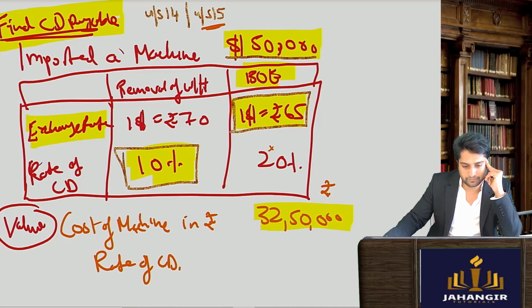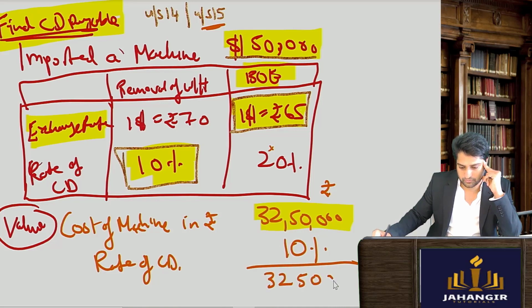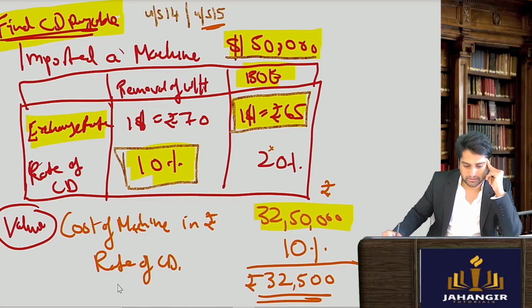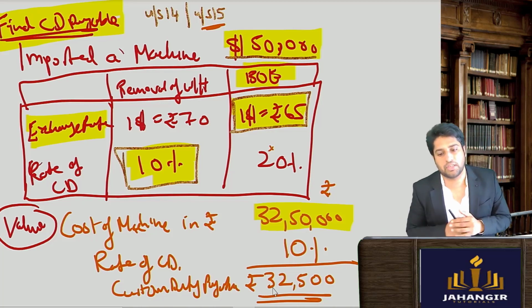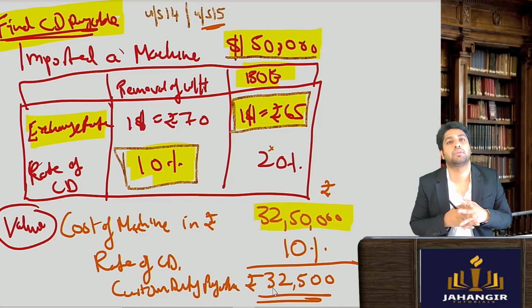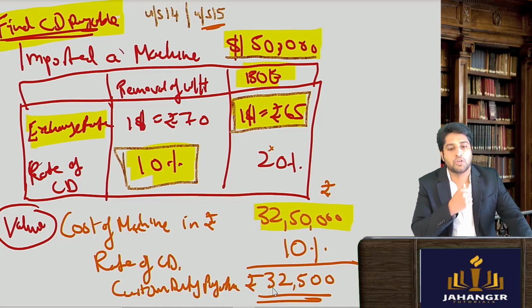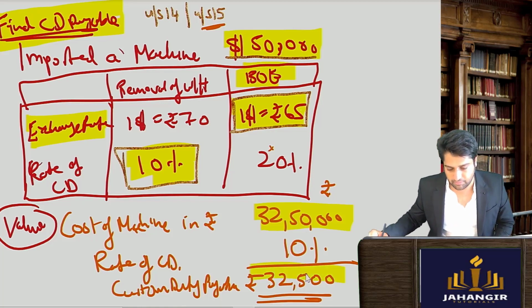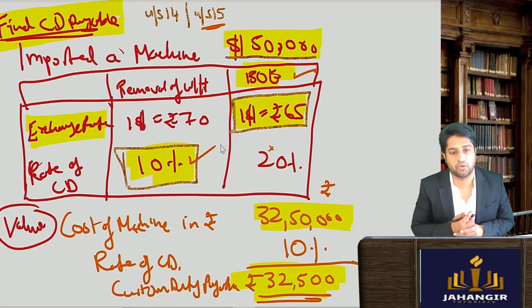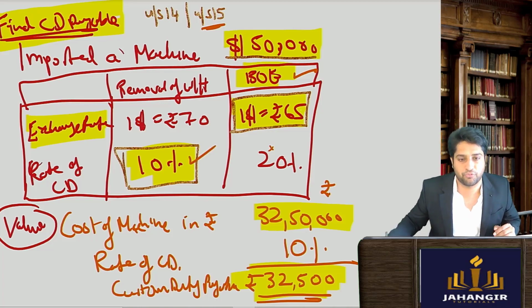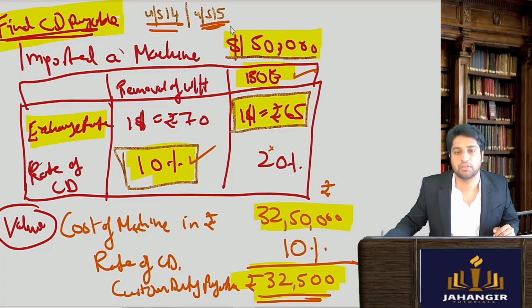तो यहाँ पे भी कितना आएगा? 10%. Accordingly, we will say that it is 32,500 is the custom duty payable. Rupees 32,500. यहाँ तक clear? So this is how you find out the custom duty payable, keeping in mind the exchange rate and the rate of duty. Okay, so with this we finished our section number 14 and our section number 15.